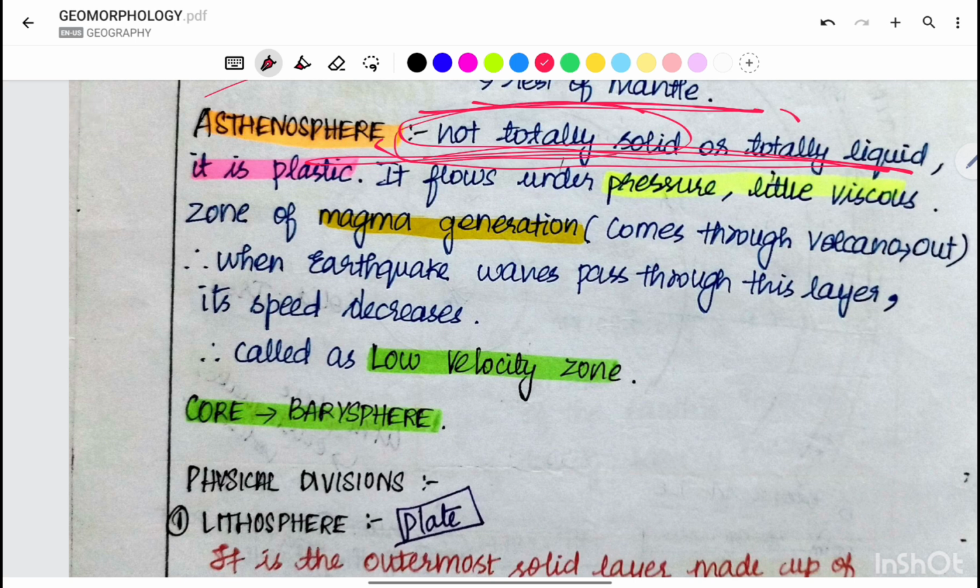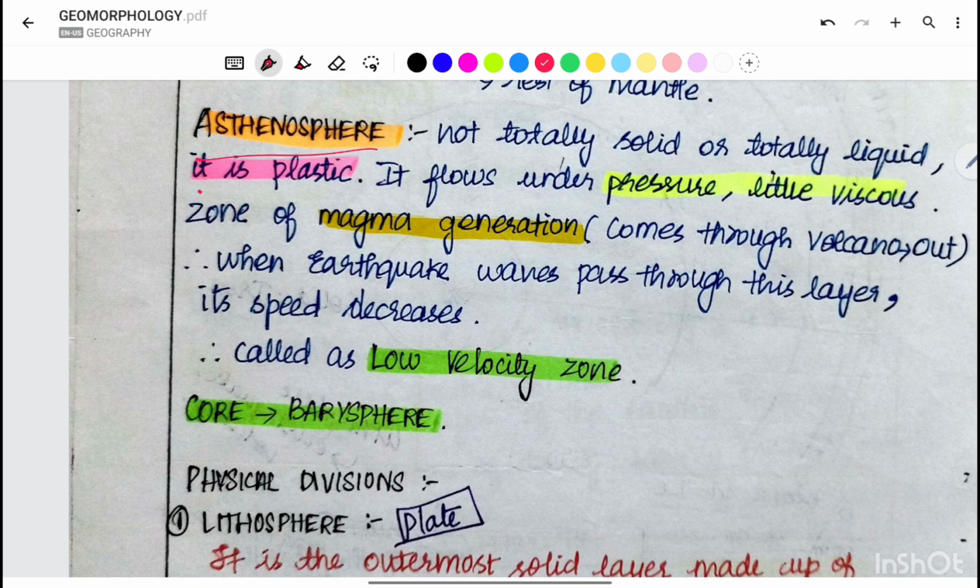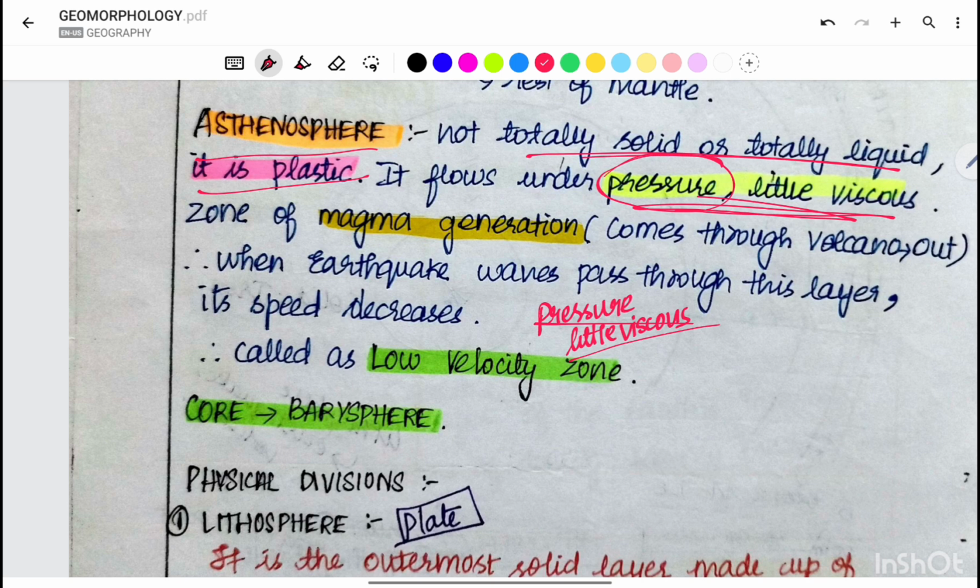It is not totally liquid and not totally solid. It is plastic. So asthenosphere is plastic in nature. It flows under the pressure. It is a little viscous. So the state of asthenosphere is plastic. It flows under the pressure and it is a little viscous.